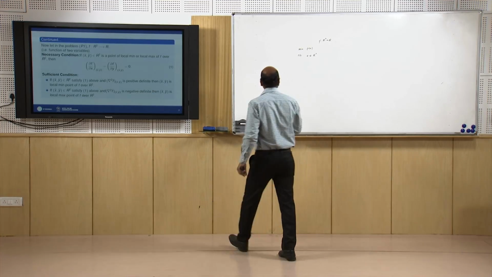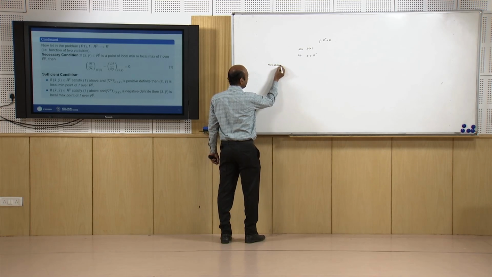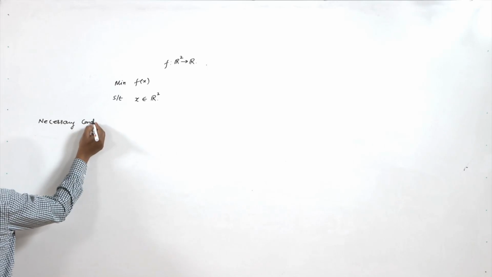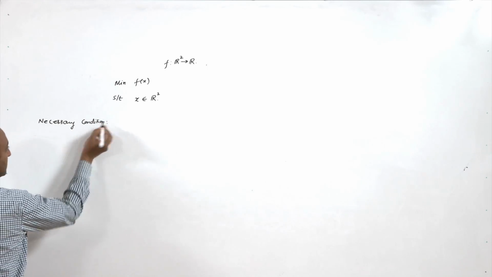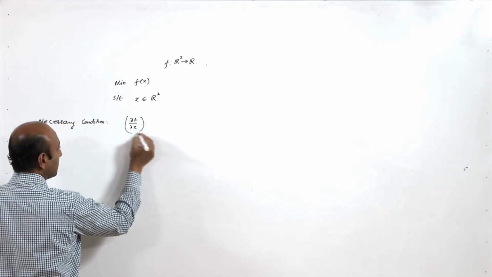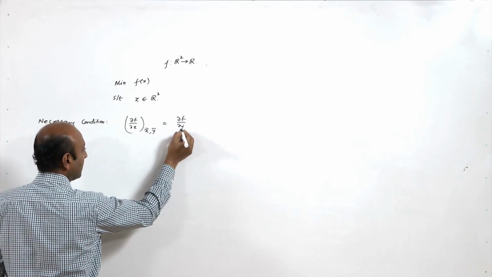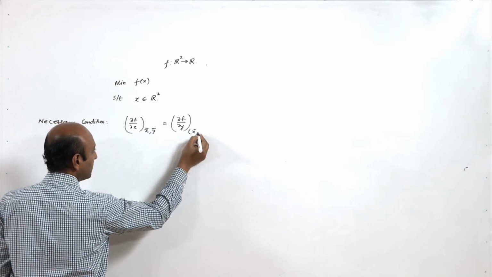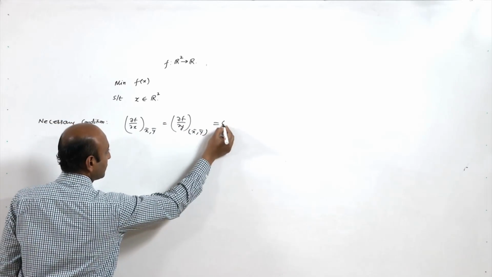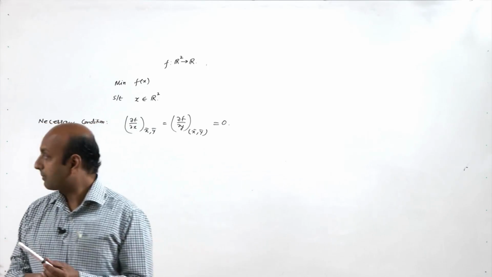The first condition is the necessary condition. What is the necessary condition for two variable functions? That is simply that del f upon del x at (x bar, y bar) is equal to del f upon del y at (x bar, y bar), and it must be 0. So, this is the first condition, a necessary condition.